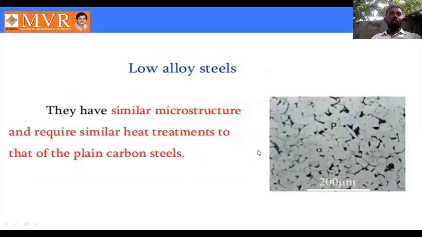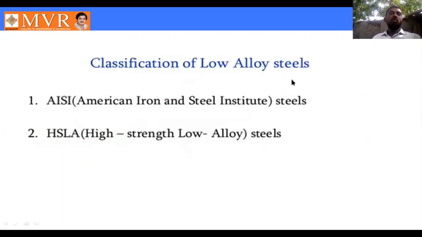Next one is low alloy steel. It is a basic introduction about low alloy steel, and this is its microstructure. Next we can see the classifications of low alloy steel. Generally, low alloy steel is classified into two types.